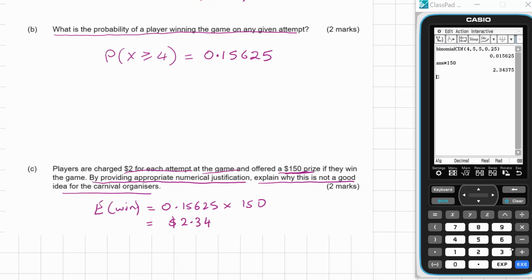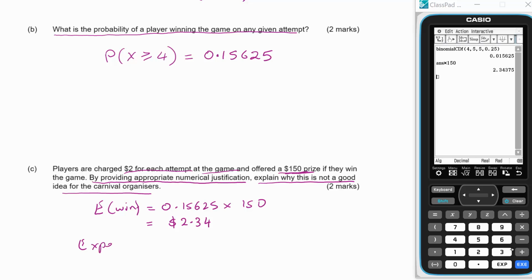So the expected win is greater than the charge for playing. In other words, on average, they're going to lose 34 cents per game.